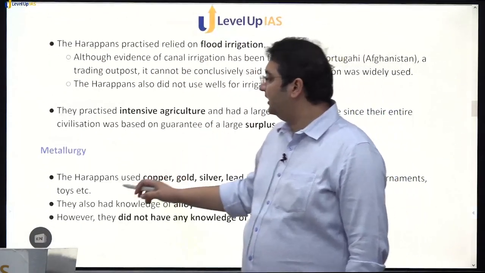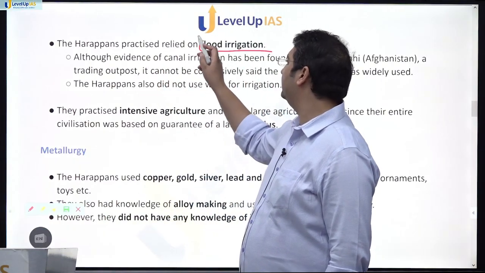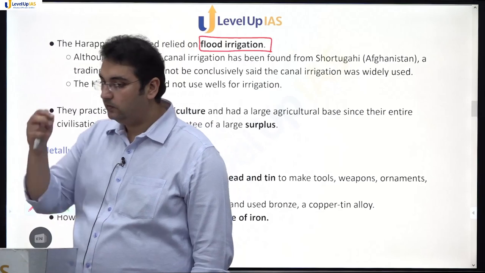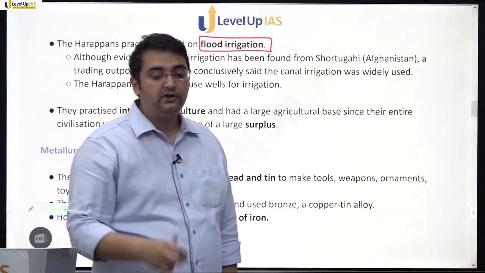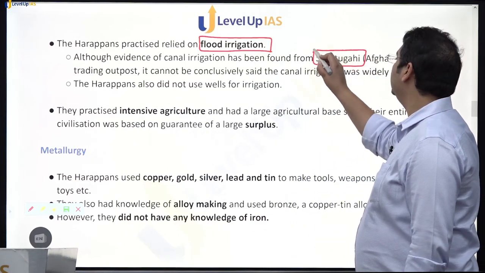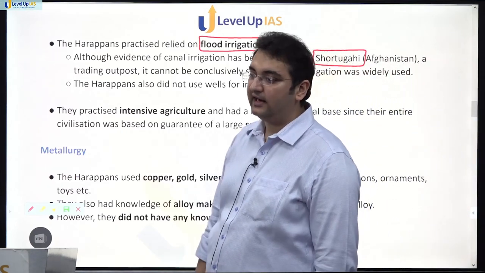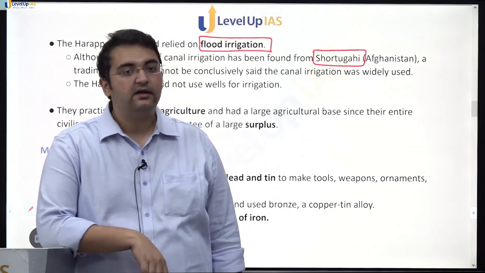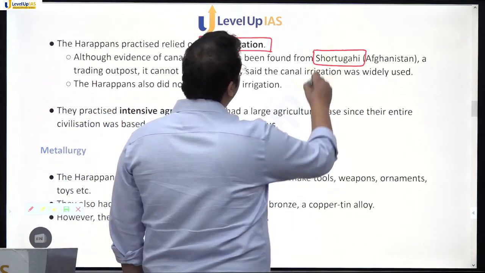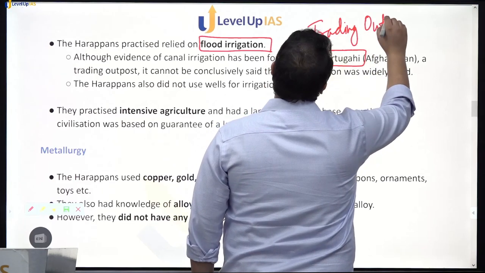What kind of irrigation did the Harappans practice? Flood irrigation, well irrigation, or canal irrigation? Flood irrigation was practiced. Theek hai? Not canal or well irrigation. Now there is one particular site known as Shortughai. This is located in Afghanistan, where we have found evidence of the existence of canals that were dug during this period. But this is not a proper Harappan site. What is it? It is a trading outpost.